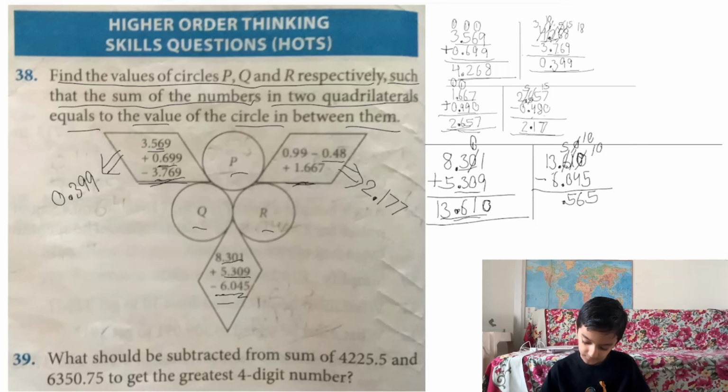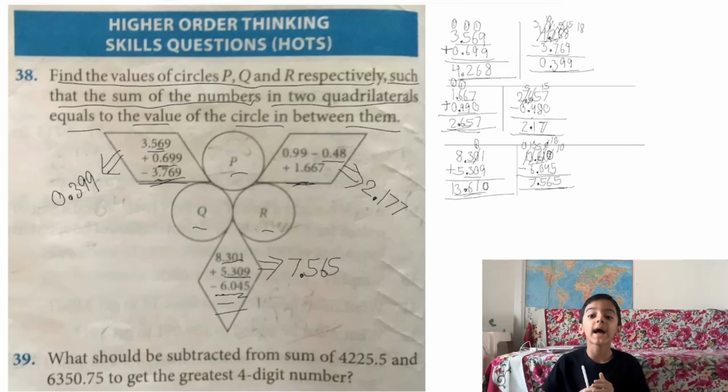Point under point. And we cannot do 3 minus 6, so we'll borrow from the next digit. 1 becomes 0. 3 becomes 13. So 13 minus 6 is equal to 7. And 0 minus 0 is equal to 0. It's our choice. We can write it or not write it. So 13.610 minus 6.045 is equal to 7.565. So the value of this quadrilateral is 7.565.